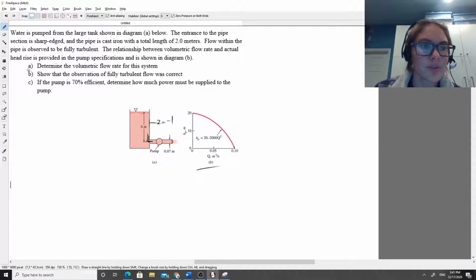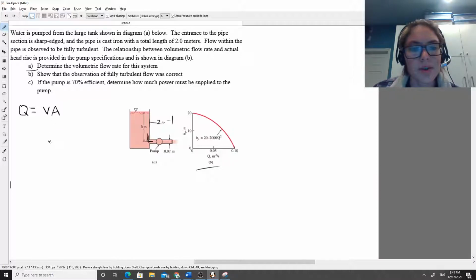Alright, let's focus on question A first. Determine the volumetric flow rate for the system. Volumetric flow rate is typically denoted by Q, and it's equal to the velocity in the system multiplied by the area. So we don't actually know the velocity. We aren't given the velocity. But in terms of the area of the pipe, we do know that because they give us the diameter of the pipe here in the diagram.